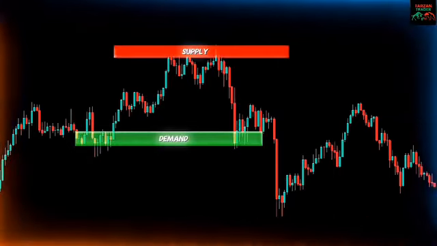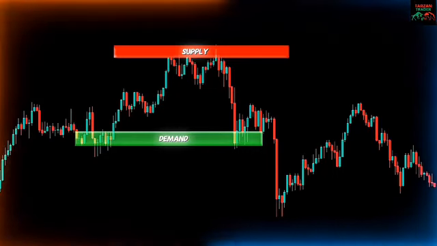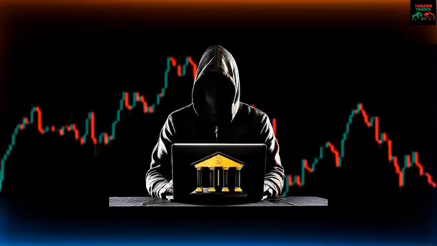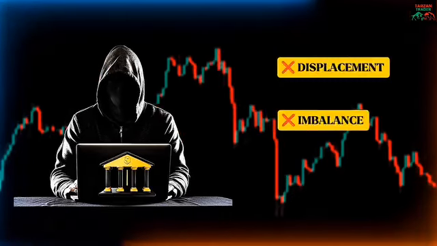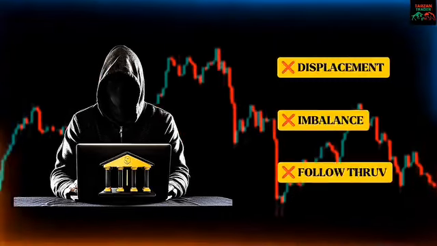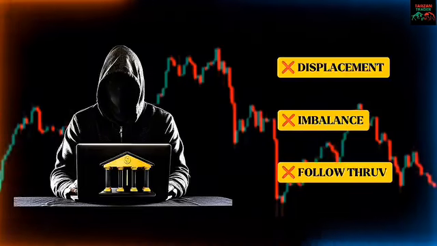But a zone is not just a candle. It's the area where institutional orders were placed. If there's no strong displacement, no imbalance, and no follow-through, it's not a zone. It's just noise.